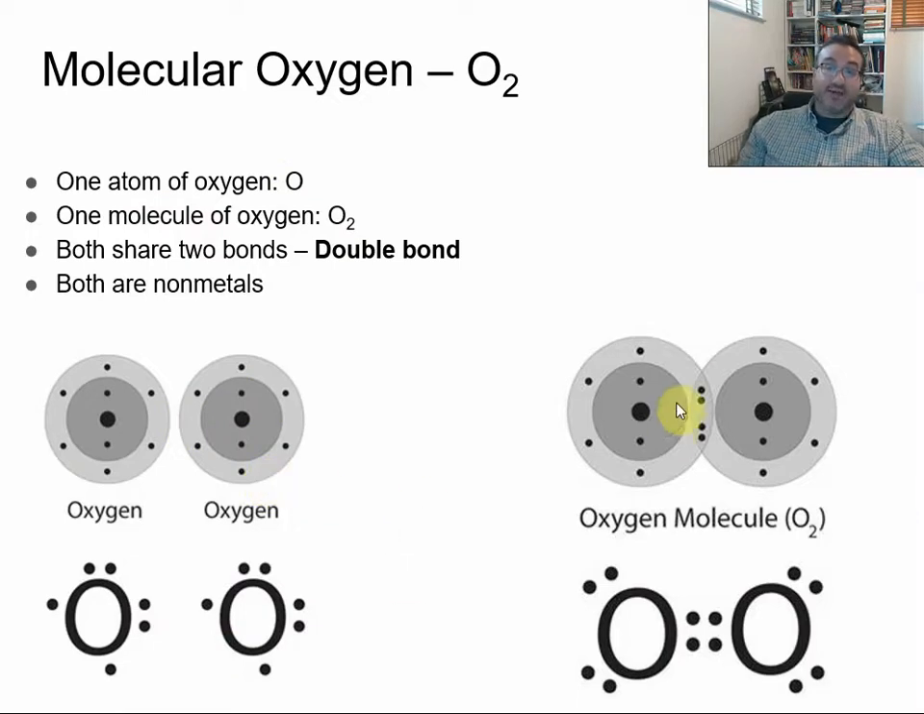So together, by sharing 2 sets, we have a double covalent bond. Again, both of these are nonmetals, which is another characteristic of the elements involved in covalent bonds. We can see them by 2 sets of dots shared, or it could look like 2 solid lines shared.